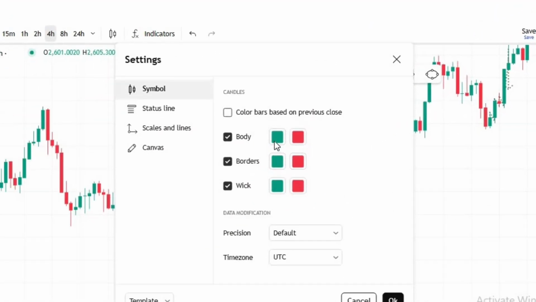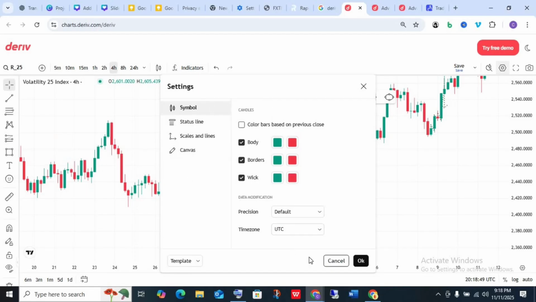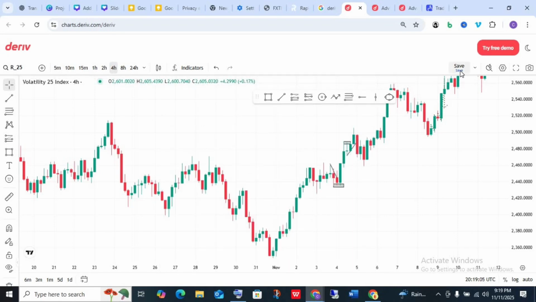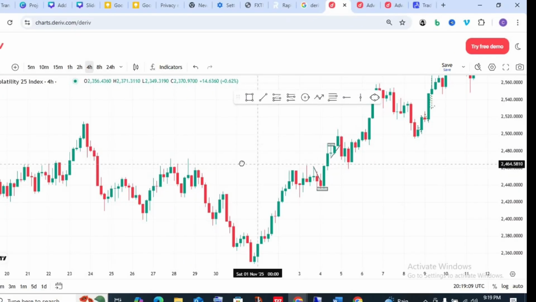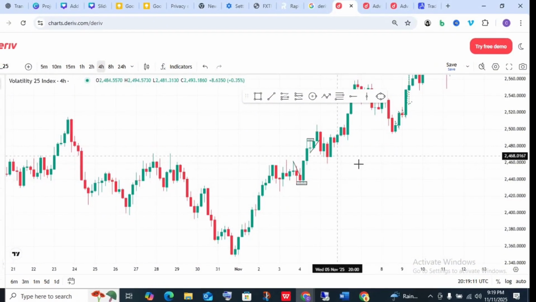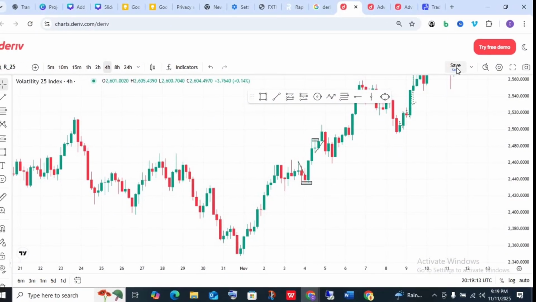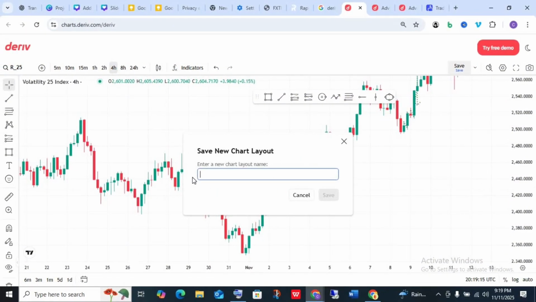If you want to change your candle to black and white or to any color of your choice, you can also do some other customization. Play around with it, and you'll know how to navigate through it. And of course, here where you see save is where you save your progress so far. Let's say you've drawn all your analysis and you want to save it, you click on save right here, and you'll be asked to use a name.